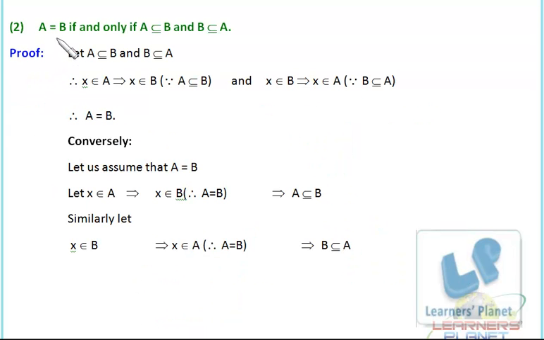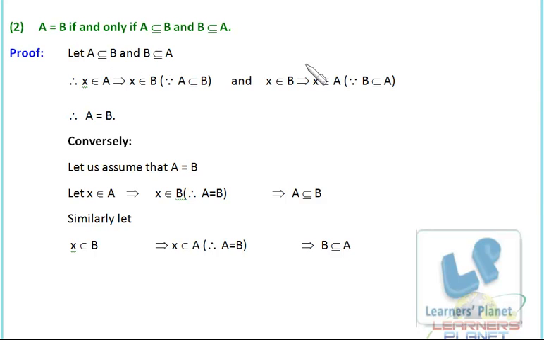Now let's see this one. A is equal to B if and only if A is a subset of B and B is a subset of A. Right? See, whenever you are having the proof-type problems in sets, what you do is you assume one element belongs to one set and then proceed. Right? Now A is a subset of B and B is a subset of A, that is given. Right? So we start from this side.